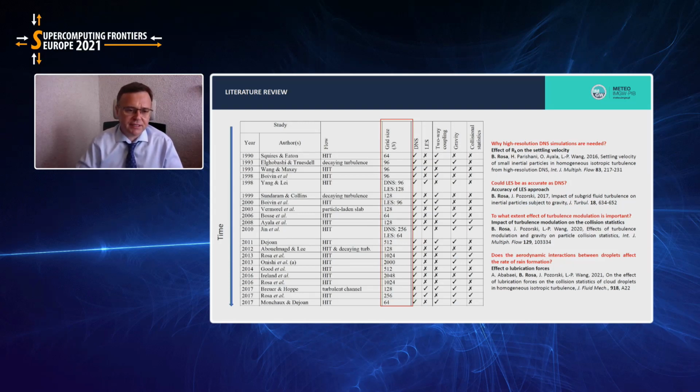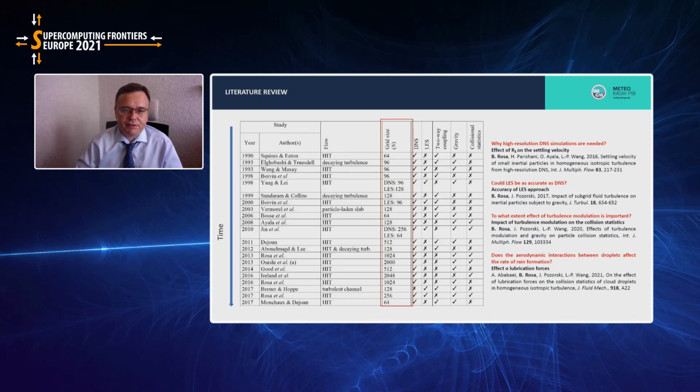So in a very recent study in 2017, Monchaux and Dejoan performed a simulation under two-way momentum coupling at relatively coarse resolution. So today I will address four specific questions that are related to modeling cloud microphysical processes. The first question is why we need high-resolution direct numerical simulation, and can large eddy simulation, which is much cheaper, be as accurate as DNS?